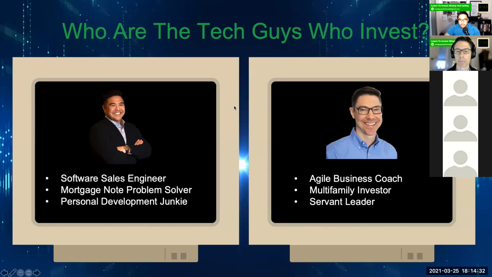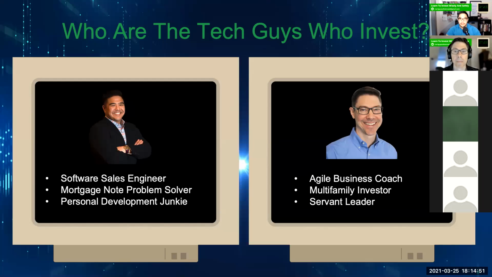So I'll start with the introductions. My name is Kevin Galang. I'm in software sales. Outside of that, I focus primarily on mortgage notes. So I'm a mortgage note problem solver. I like to be the bank and solve problems for people who aren't paying, but also I like to be the bank where people are paying, because there's nothing more passive than being the bank and getting that monthly mortgage payment. I'm also a personal development junkie. I always try to learn self-help. I do all the things like meditate, journal. I do all the things to better myself as an individual. And that is me in a nutshell.